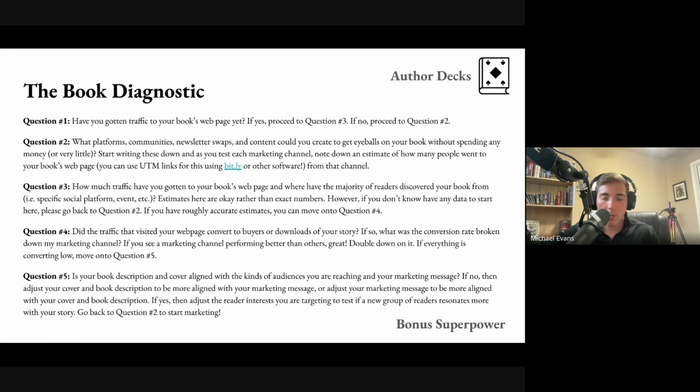it's not a bad thing if you don't have exact numbers, but if you don't have any data here, go back to question number 2, right? But if you have some estimates here of how many people have seen your book and where they've come from, you can move on to question number 4.